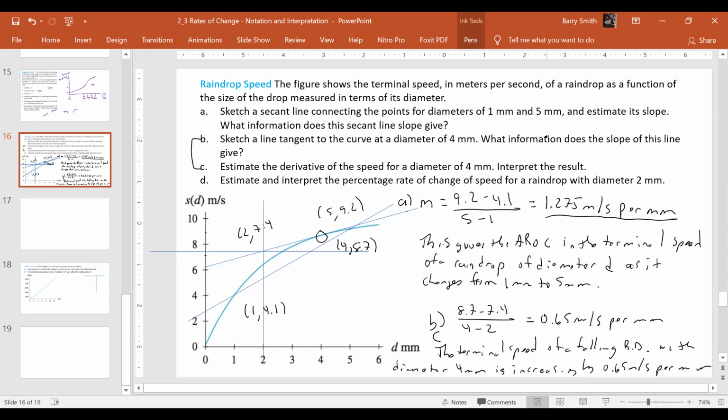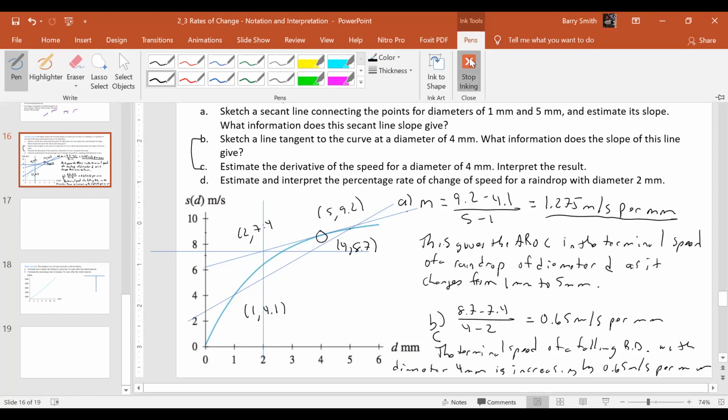And so the last one then, estimate and interpret the percentage rate of change of speed for a raindrop with a diameter of 2 millimeters. All right, so what does that mean? Well, hey, we picked one at 2 millimeters here. So all we have to do is bring down this.